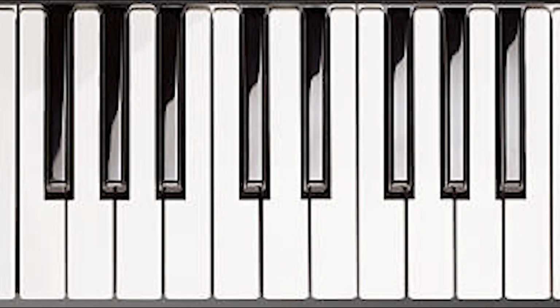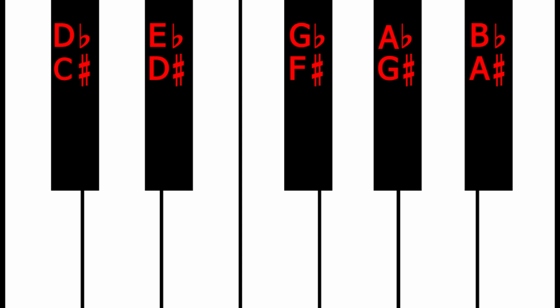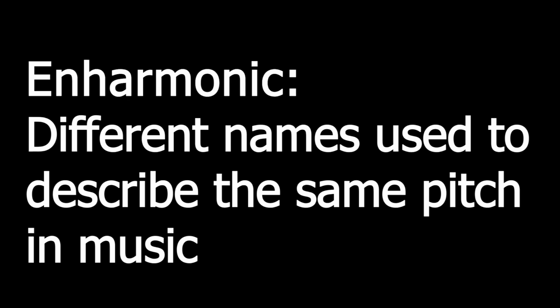So the black key right below D could also be referred to as D flat, and the one below E could be called E flat. The one below G would be G flat, then A flat, and B flat. So depending on what we're trying to convey, each black key can have a different name as either a sharp or a flat note. This ability to refer to the same key with different names is what's known as an enharmonic.